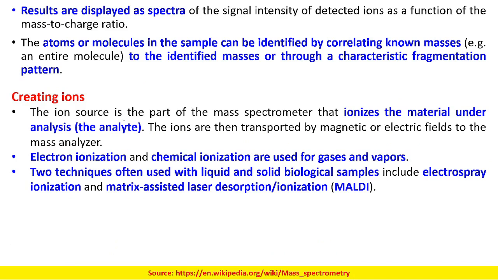So, creating of ions. The ion source is the part of the mass spectrometer that ionizes the material under analysis, that is the analyte. So we may go for electron ionization, or we may go for chemical ionization. In electron ionization, we use electrons for the ionization process. In chemical ionization, we usually use ammonium ions for the ionization purpose. And they are usually used for gases and vapors.